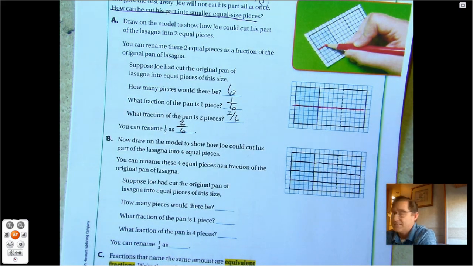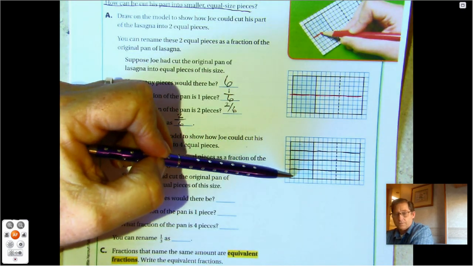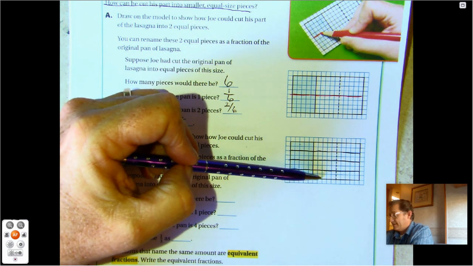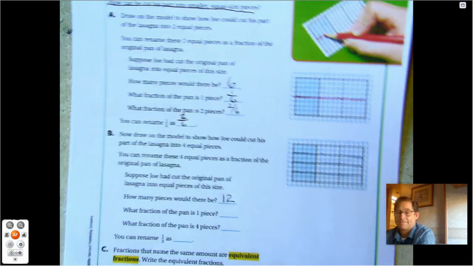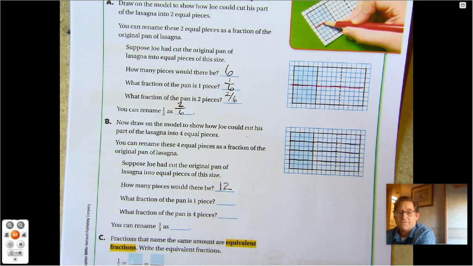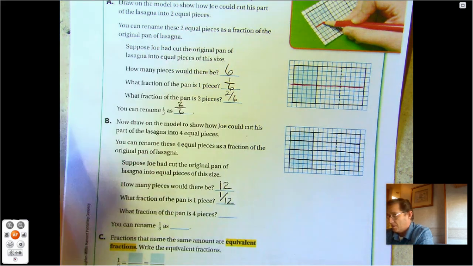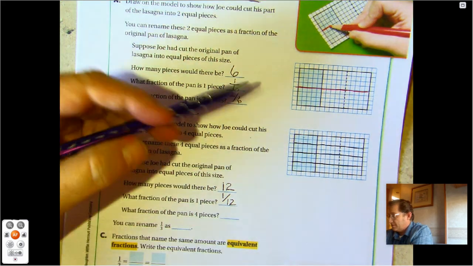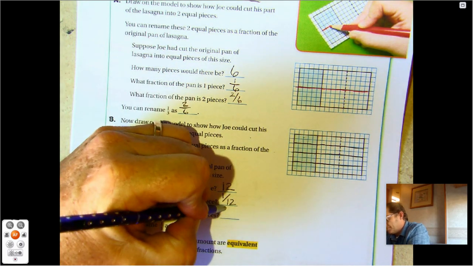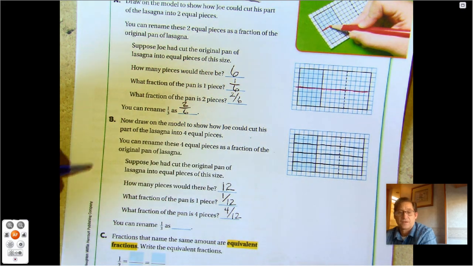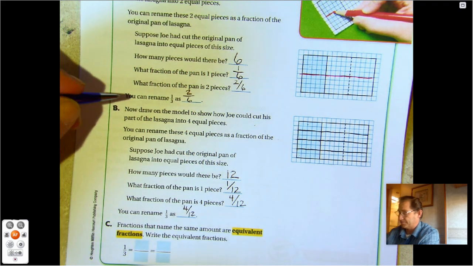All right, so how many pieces would there be? Well, there's 1, 2, 3, 4, 5, 6, 7, 8, 9, 10, 11, 12. 12 total pieces. What fraction of the pan is 1 piece? 1/12. What fraction of the pan is 4 pieces? So what part of this pan is shaded? 1, 2, 3, 4 out of 12 pieces. So I can also name 1/3 as 4/12.